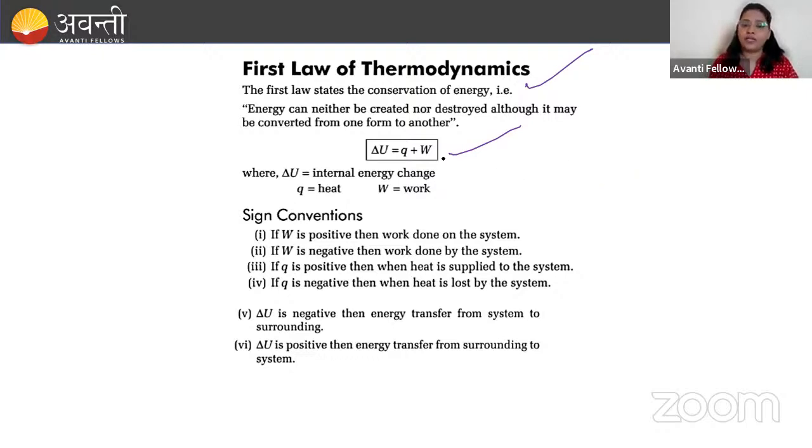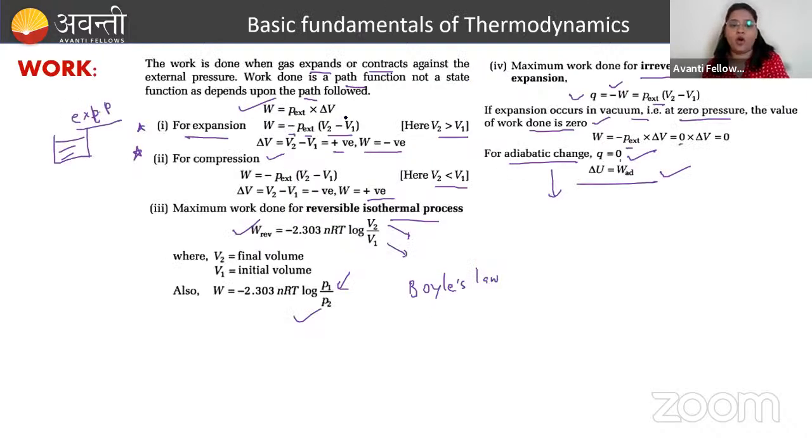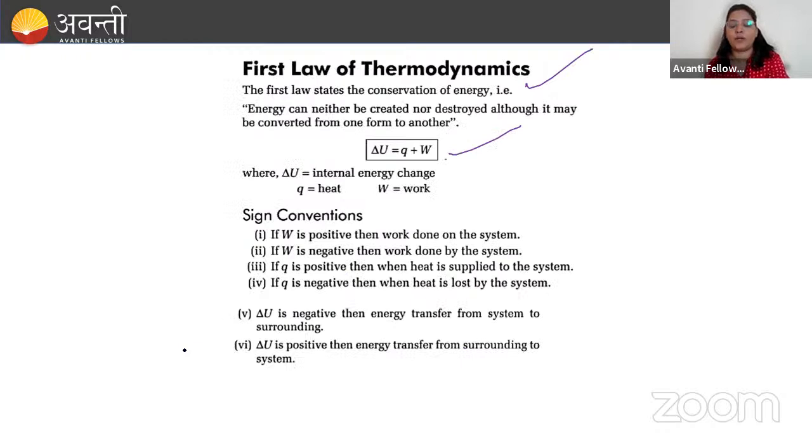By using this equation, we have summarized here all the equations for the isothermal process, for irreversible isothermal expansion, for expansion as well as compression. We have determined the work done. So if W is positive, then work is done on the system. When is W positive?